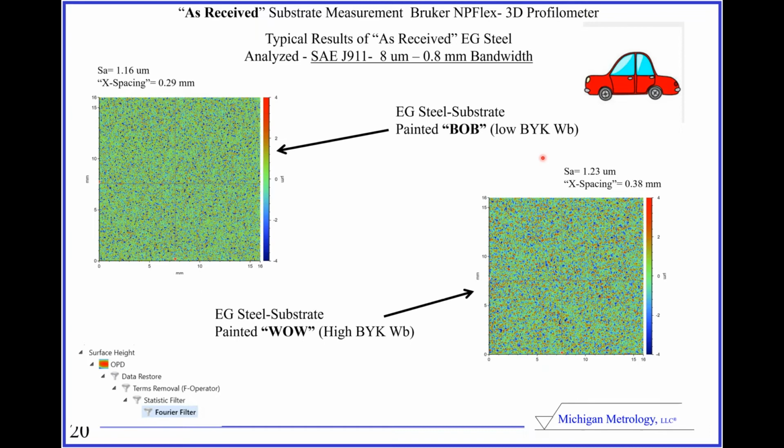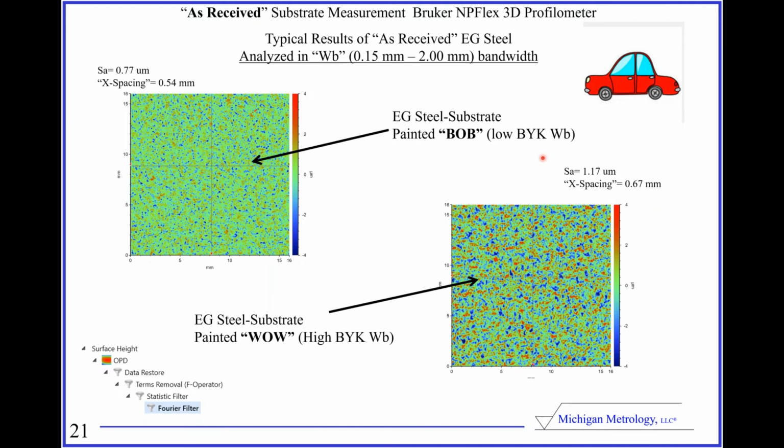What we went ahead and did is said, all right, well, let's look now at the spatial wavelengths that are 0.15 to 2 millimeters. So really centered around that WB band, and sure enough, you can see some pretty significant differences in the substrates. This is just the substrates again. And Sa now is like 0.8 versus Sa of 1.2. Spacing's not all that different, 0.6 to 0.7. And again, using this bandwidth, we were able to relate what we were measuring on the final painted surfaces quite nicely.